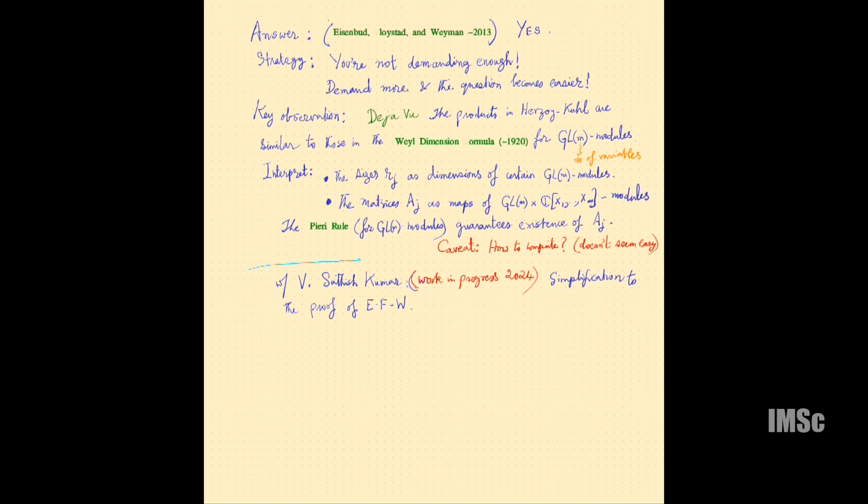The matrices Aj are interpreted as, instead of just modules for this polynomial ring, you have this GL_m in addition. And then the Pieri rule, which is a well-known rule in representation theory, guarantees the existence of the Aj. Notice that we don't know these matrices explicitly, rather we know they exist. And finally, in work in progress with Satish Kumar sitting there, we have what we believe is a simplification to the proof of these people.